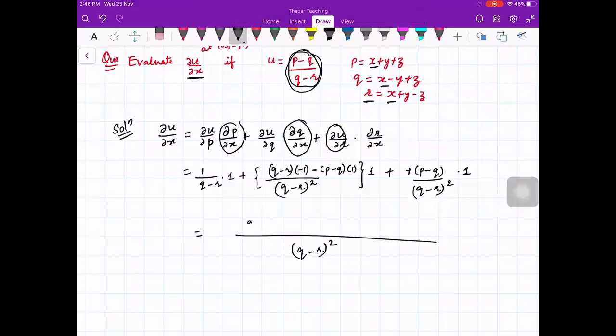So this is equal to, you just take the (q − r)², so you have q − r − q − r − p + q + p − q. So this is equal to 0. Okay, so ∂u/∂x is 0. Fine.